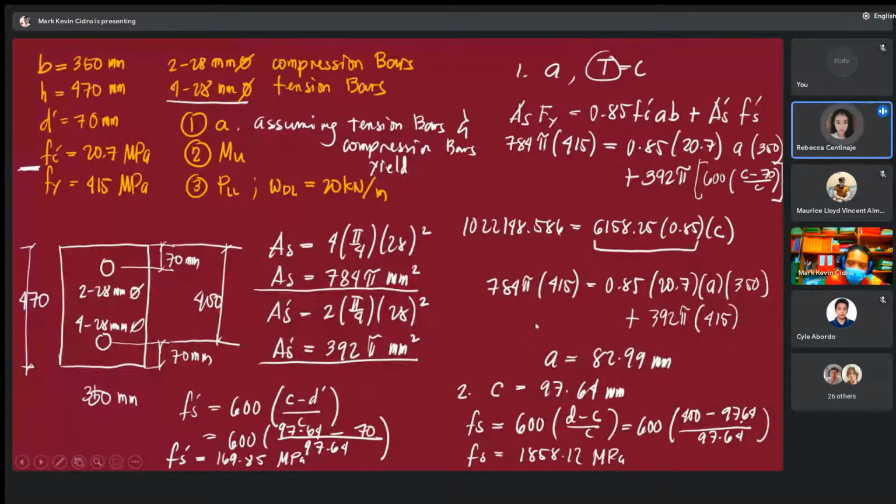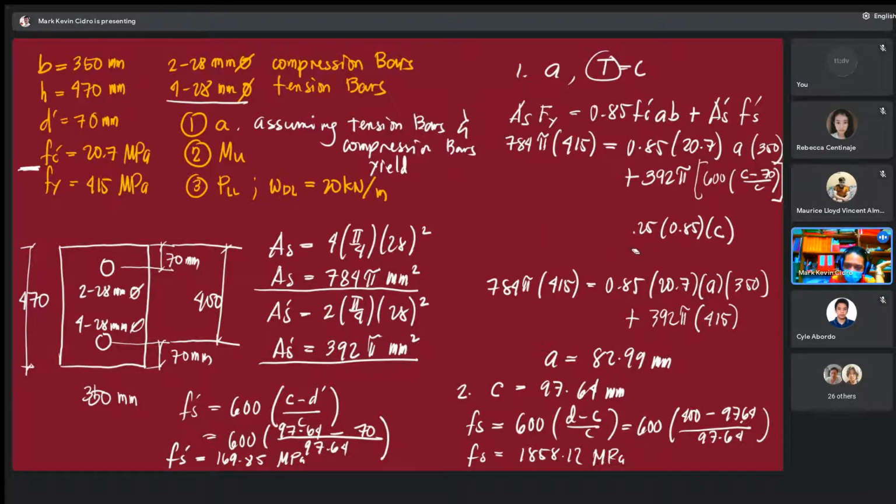Yes sir. It was 784 pi times 415. This one. Yes sir. Sorry, I missed it when I got disconnected. Okay, I will erase this. So it is 784 pi multiplied by 415 pi.